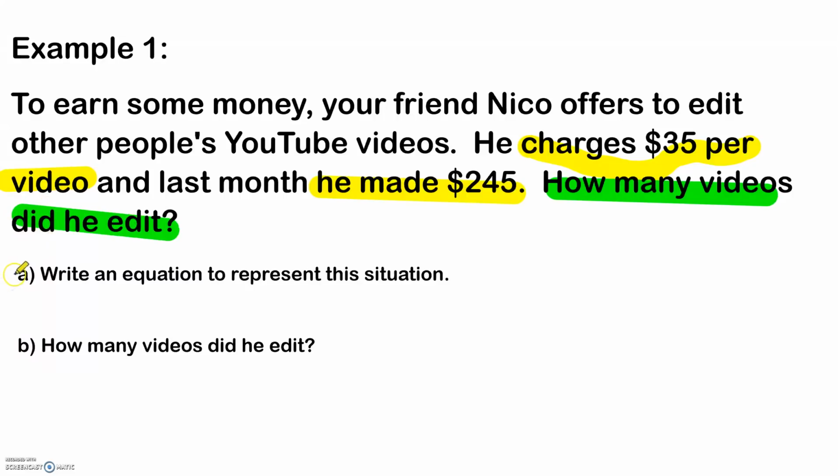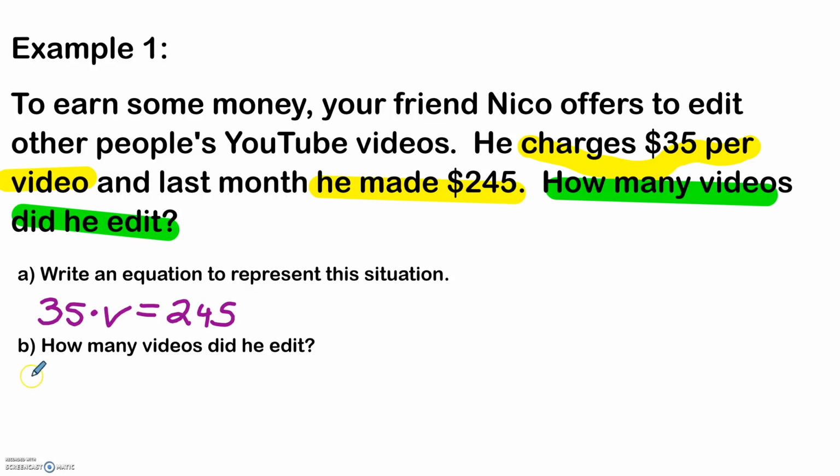So in part A, we're being asked to write an equation to represent this situation. Go ahead and try your best to come up with an equation. It's okay if you're not positive, just try your best. We're going to go over it in a moment. So what we see when we start looking at writing an equation is the fact that he charges $35 per video can be represented by 35 times V, because it's $35 every time he edits a video. And how much money did that make him? Well, last month it made him $245. And there you have our equation to represent this problem.